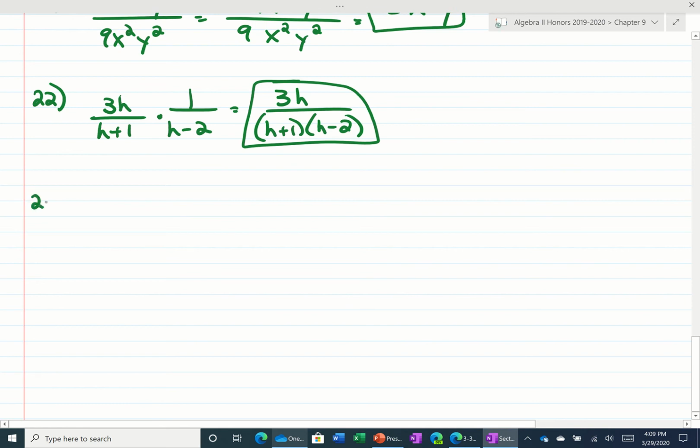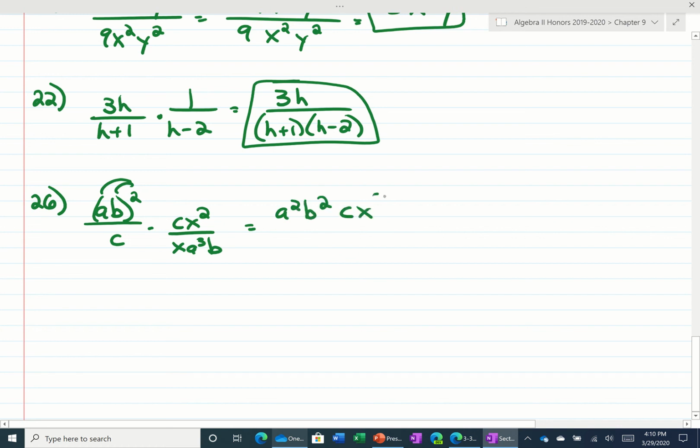26 looks like it could be a little bit of a pain. 26, it says a b to the second power over c, times c x squared over x a to the third b. So if we use power of a product, we get a squared b squared times c x squared. And then on the bottom, if I rearrange them, because order doesn't matter when you're multiplying, we would get a to the third, and then b, c, x. So each one individually would give us a to the negative first, b, c's would cancel, x, which is why our answer is just bx over a.